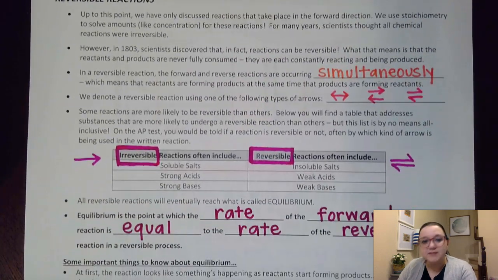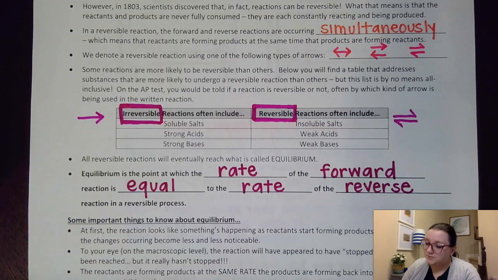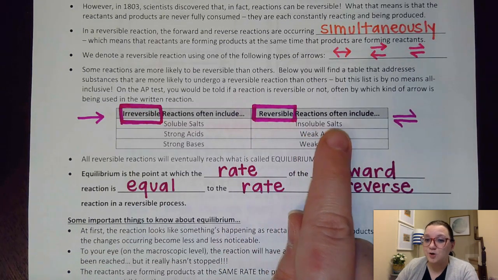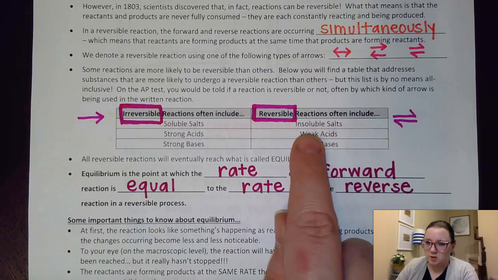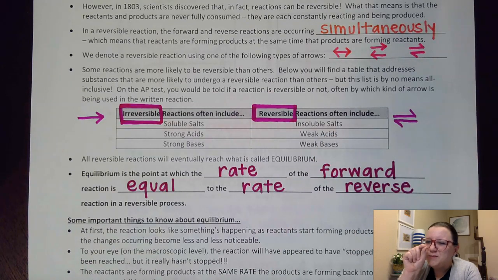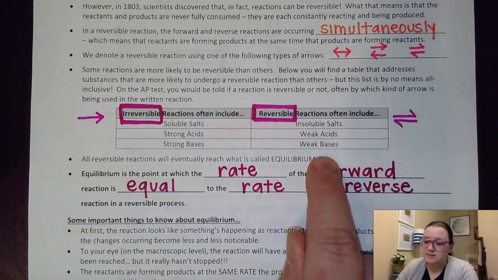Now, it says here that some reactions are more likely to be reversible than others. And it gives us kind of a list here of some of the more common things. Reversible reactions tend to be things with insoluble salts, and you're like, wait, if it's insoluble, how can it dissolve? Well, we've kind of lied to you. Insoluble salts actually do dissolve an itty-bitty little bit. Not enough to make a huge difference, but we will be working with them in this unit with regards to equilibrium. And then, of course, as I mentioned just a moment ago, weak acids and weak bases.